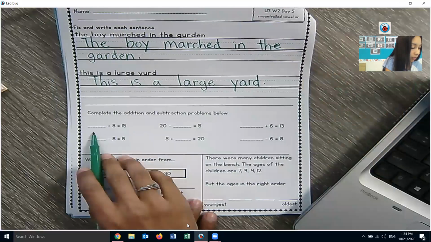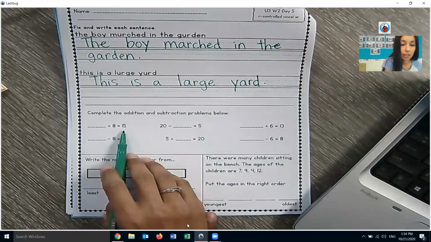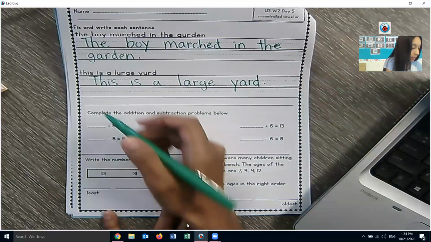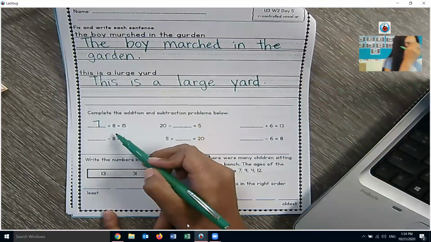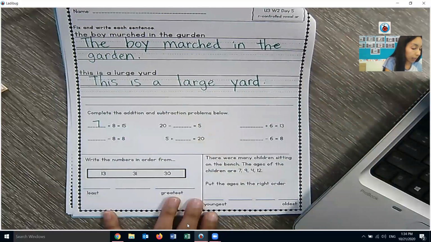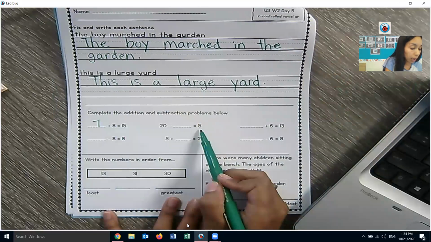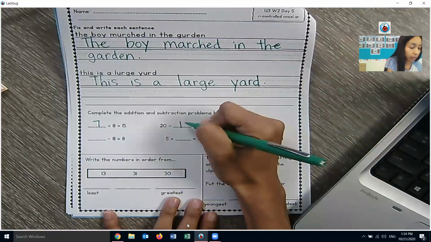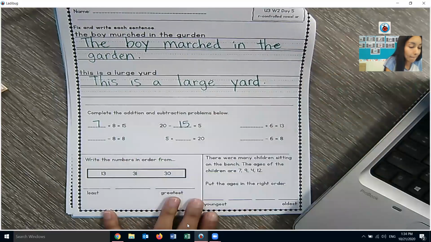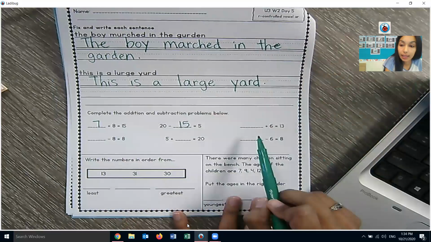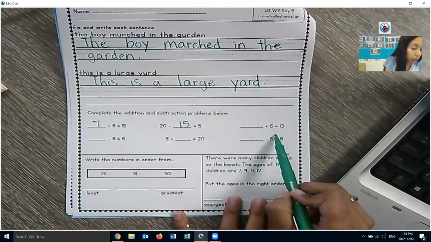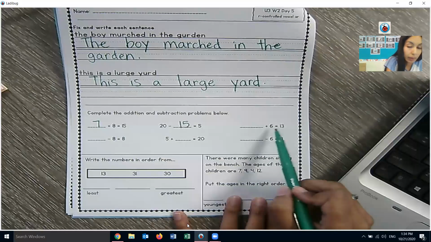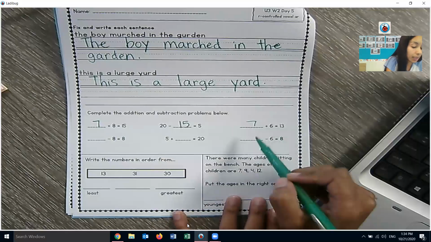Something plus 8 is 15. If I go 15 take away 8, that gives me 7. 7 plus 8 is 15. 20 minus something is 5. If I go 20 minus 5, that's 15. So 20 minus 15 is 5. Something plus 6 is 13. If I go 13 minus 6, that gives me 7. 7 plus 6 is 13.